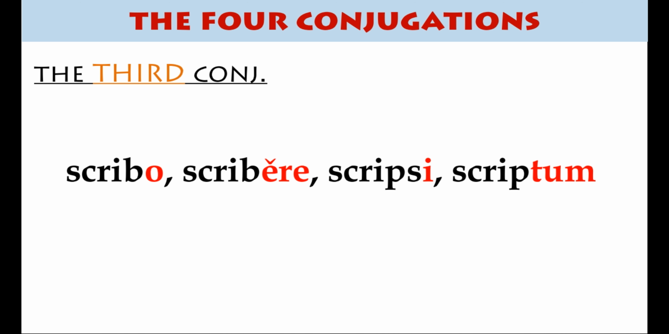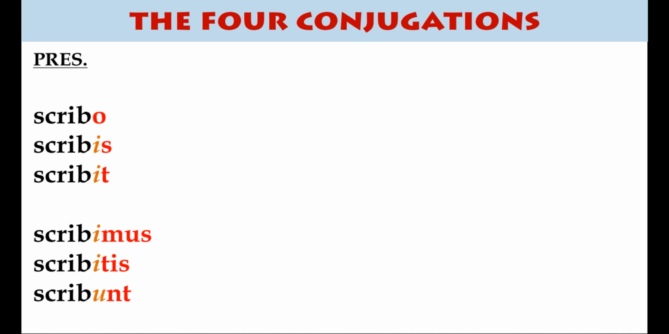Now you'll notice that the E is not a long E, so it's scribere, scribere. It's really short, and that's the difference between the third conjugation and the long E that you saw in the second conjugation. So let's look at the present tense first. It's got an I all the way down, so it looks a little bit like a group 4. Scribo, scribis, scribit, scribimus, scribitis, scribunt. There's that U again that suddenly appears at the end here, scribunt.